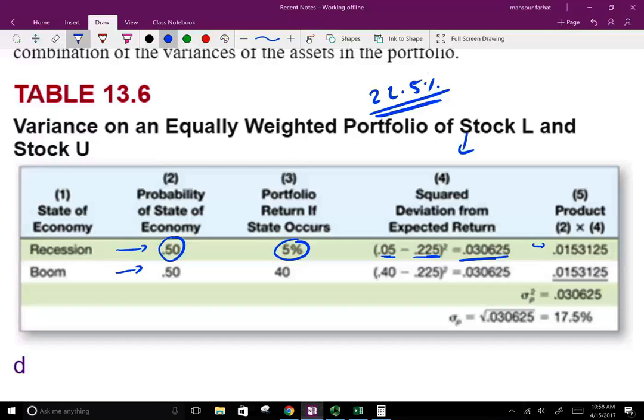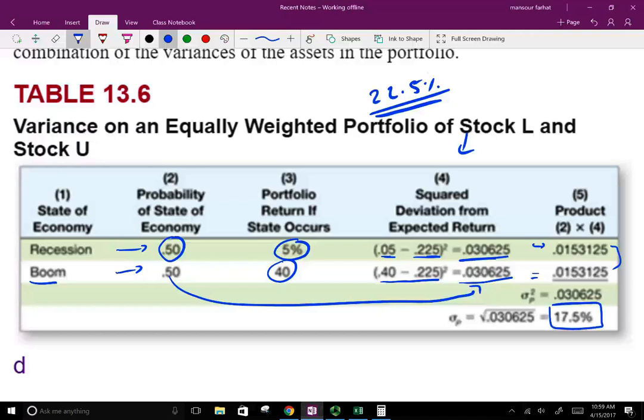We'll do the same thing for the portfolio in case of a boom. In case of a boom, the expected return of the portfolio is 40%. The deviation is 0.4 minus the expected return of the portfolio. We square this, and we get this figure, 0.030625. We take 50% times the squared deviation, and we get 0.015315. We add up all the products and find the variance, and from the variance we can take the square root, and this is the standard deviation.